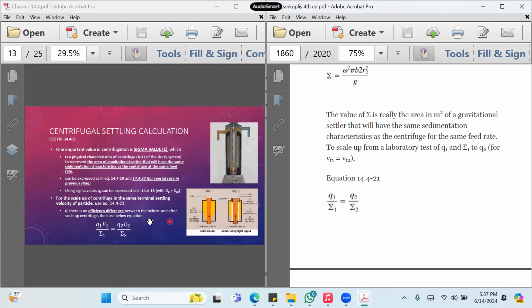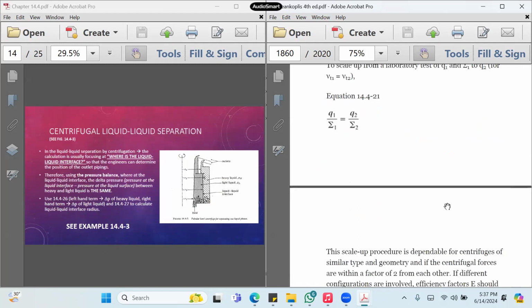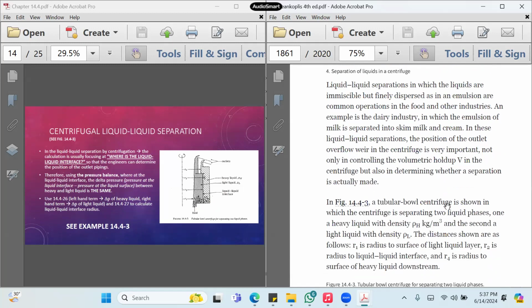However, if there is an efficiency difference between the two centrifuges, the small one has its own efficiency and the bigger one also has its own efficiency, then we can use this equation to calculate the Q or the sigma value.